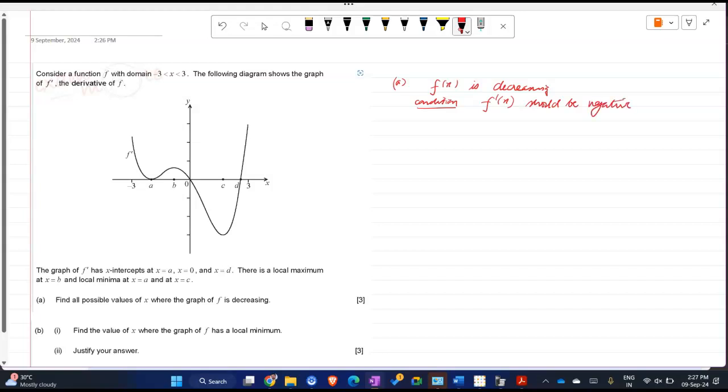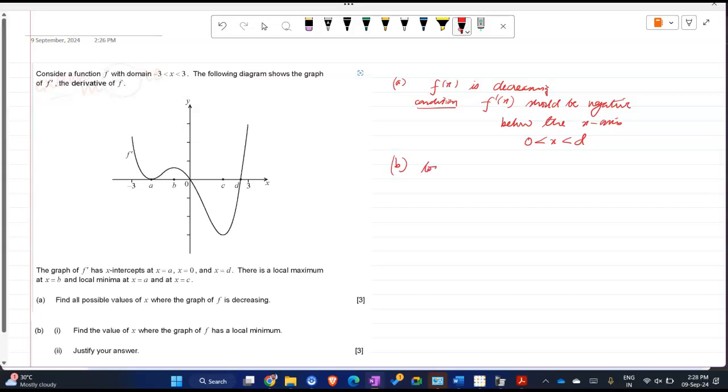Correct? Should be negative means the f dash x is below the x axis. So that's 3 marks. So when is it below, from 0 to d? That's 3 marks. But people don't understand that. Okay, where will the local minimum be? Find the values of x for local minimum.